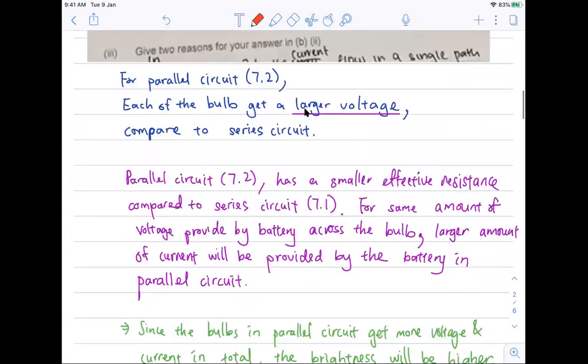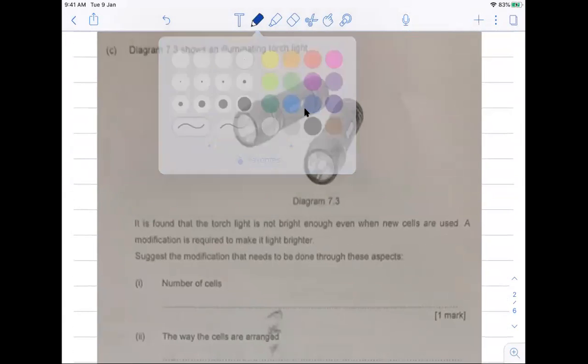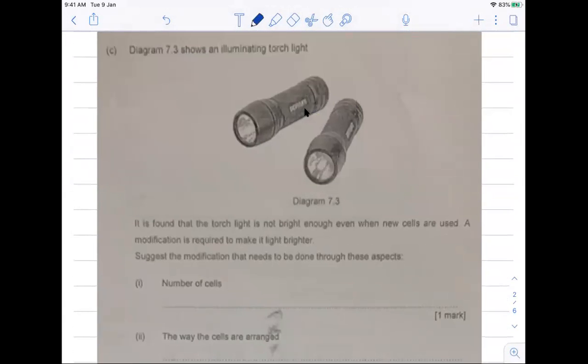So next question. Diagram 7.3 shows an illuminating torchlight. It is found that the torchlight is not bright enough even when new cells are used. So a modification is required to make the light brighter. Suggest modification that needs to be done through this aspect.